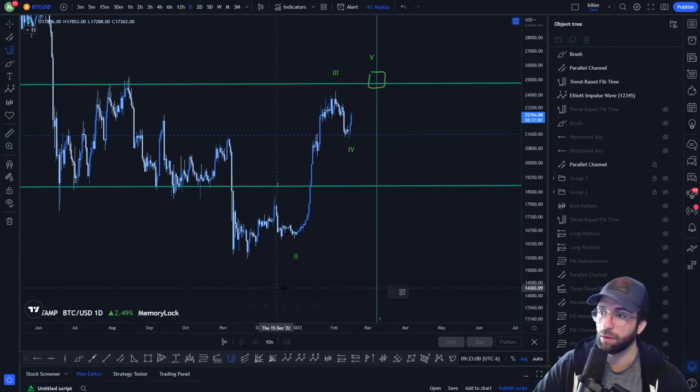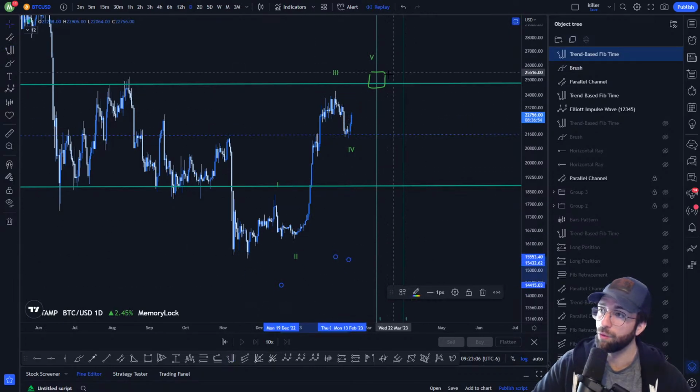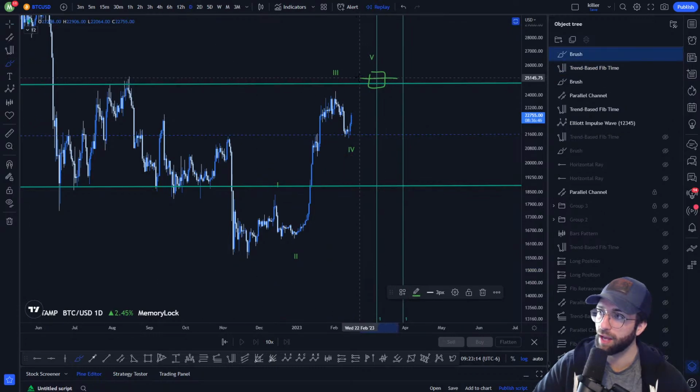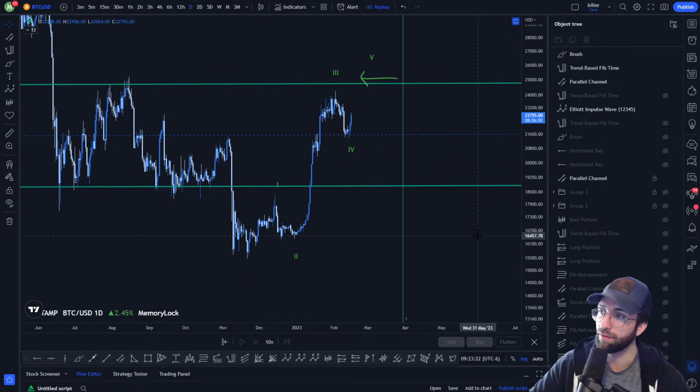We can say, well, I know that wave 5 has to be shorter than wave 3. So if this is wave 3, we put it at the bottom of wave 4. We can say that wave 5 at the very least has to happen before March 30th, before this week. So it has to happen sometime before that, right? Because if wave 3 is the longest, we'd have it be shorter.